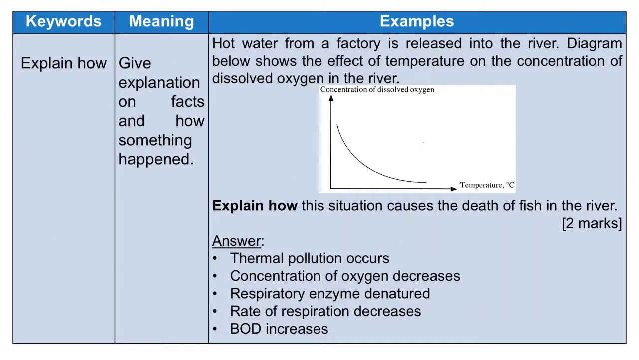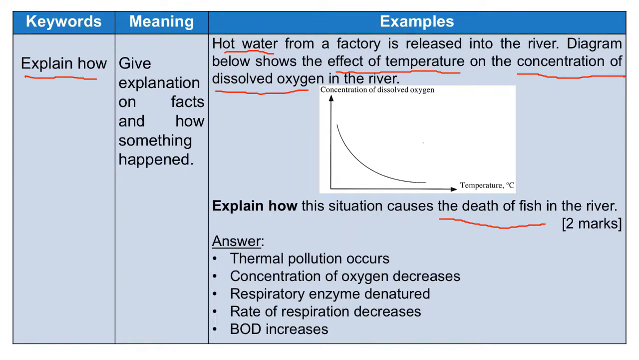Next example. Explain how. We look at the question first. Hot water from a factory is released into the river. The diagram below shows the effect of temperature on the concentration of dissolved oxygen in the river. Explain how this situation causes the death of fish in the river. 2 marks.